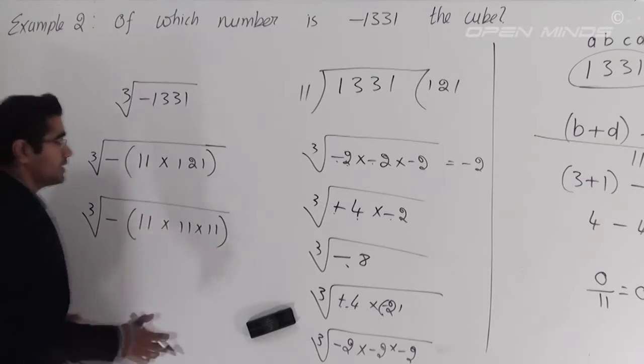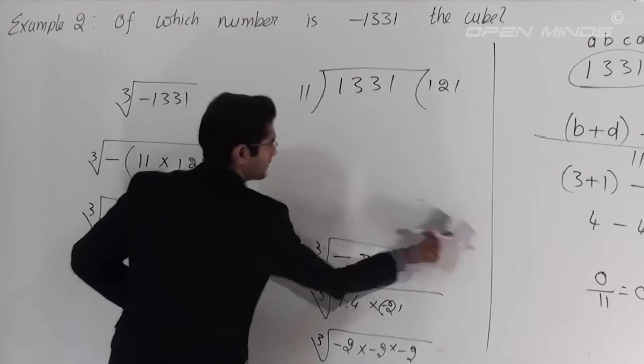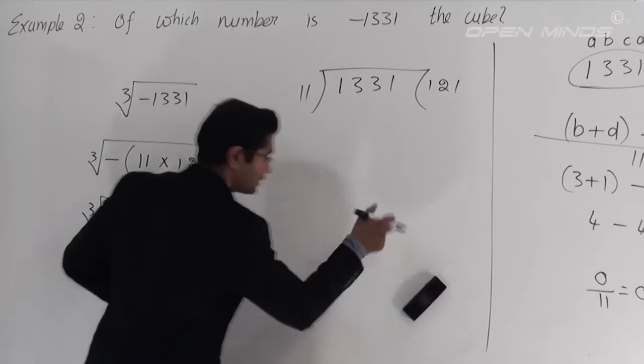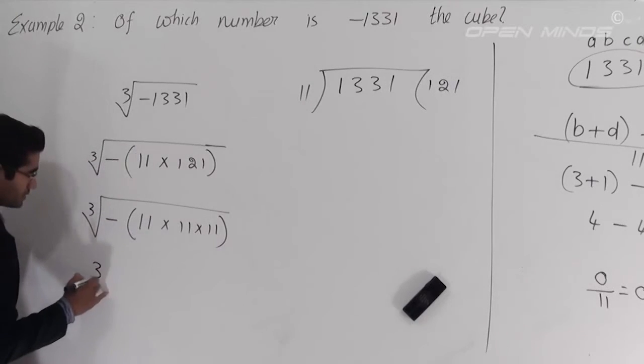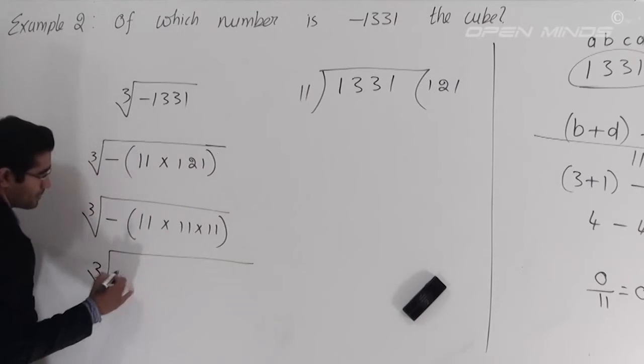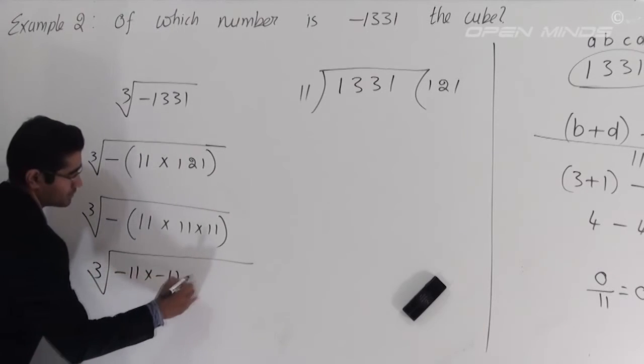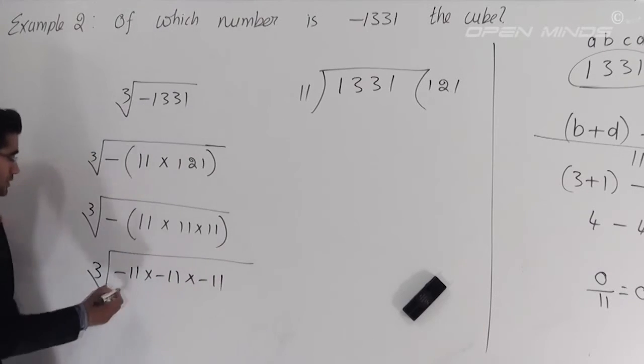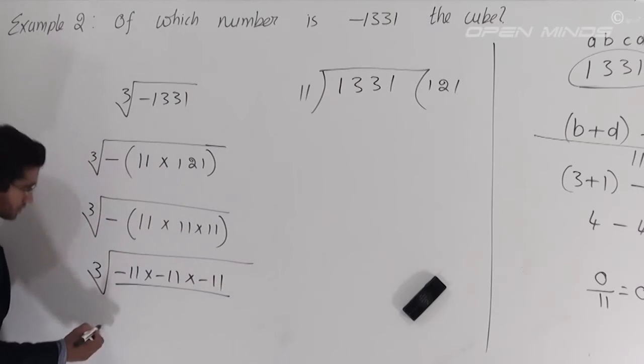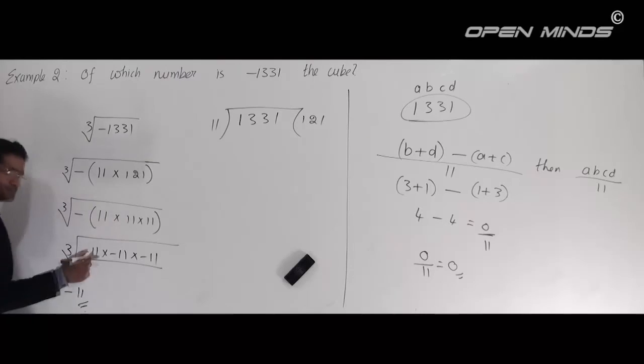So if that is the case, according to what we just did with 2, I can write this as -11 into -11 into -11. Cool. So now that's set. It comes out as what? -11 is your answer. That is it.